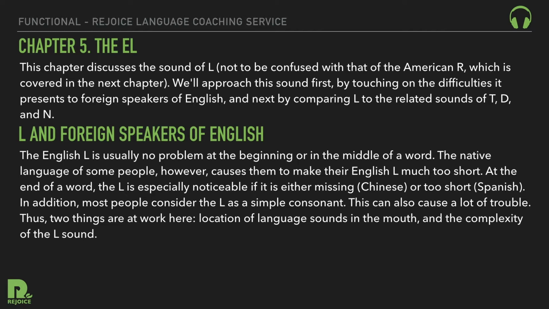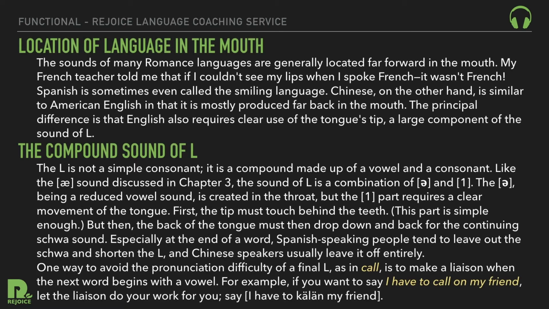The English L is usually no problem at the beginning or in the middle of a word. The native language of some people, however, causes them to make their English L much too short. At the end of a word, the L is especially noticeable if it is either missing, Chinese, or too short, Spanish. In addition, most people consider the L as a simple consonant. This can also cause a lot of trouble. Thus, two things are at work here: location of language sounds in the mouth and the complexity of the L sound.